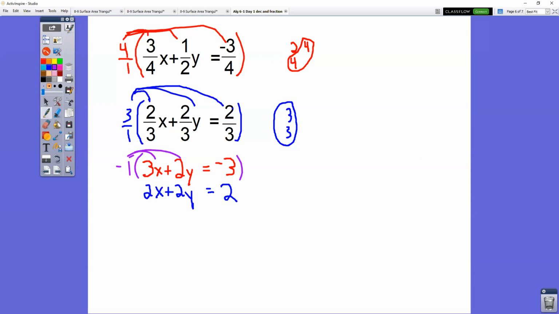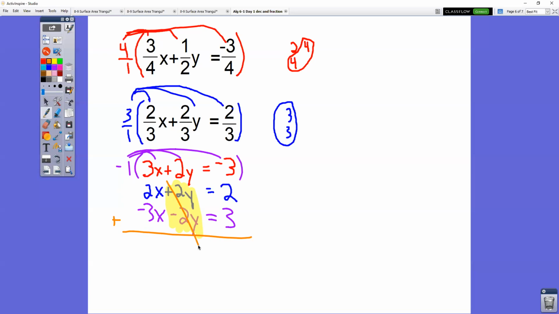If we multiply with the -1 here, distribute, distribute, distribute, I end up with -3x minus 2y equals +3. So now I have my opposites right here. So now all that I need to do is add going down. When I add going down, those y's will cancel out.